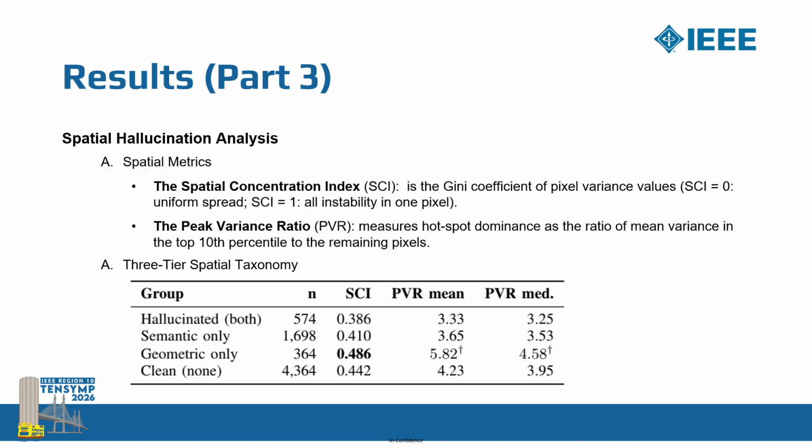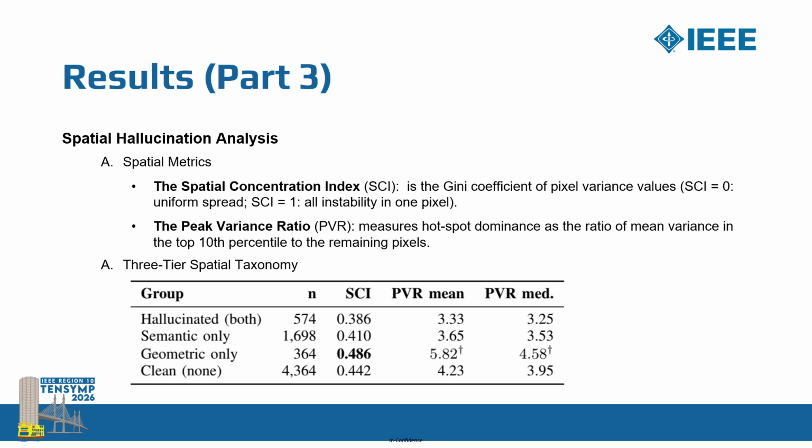Up to this point, everyone used a single number per image, global variance. Now we ask a different question, not just how much instability is there, but where is it located? We compute two spatial metrics. The spatial concentration index, or SCI, tells us whether instability is spread evenly across the image or concentrated in one spot. The peak variance ratio tells us how dominant any hotspot actually is.